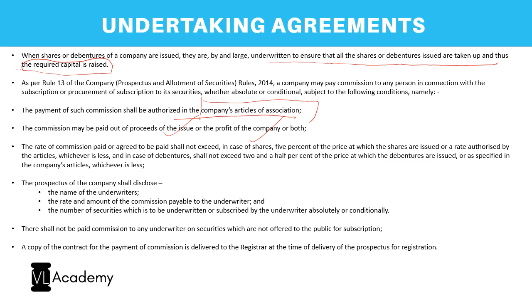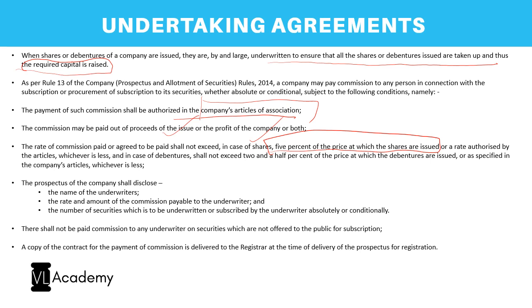But can you give unlimited commission to them? The answer is no. There is a restriction. The restriction prescribed is 5% of the price at which shares are issued. So the number of applications we receive through the underwriter multiplied by 5% of the price is what they get as their commission. But this is the maximum. And when it comes to debentures, the commission is lesser, which is 2.5% of the issue price, right? So this is how the commission has been restricted even under the Companies Act.